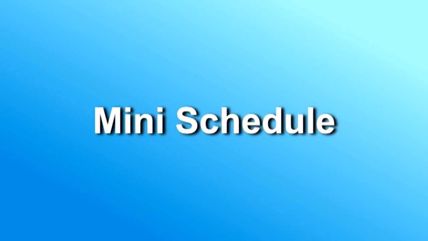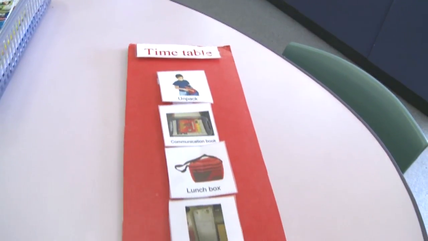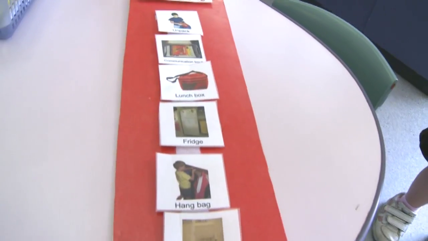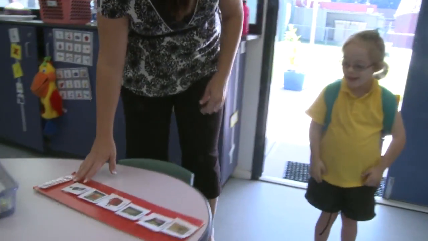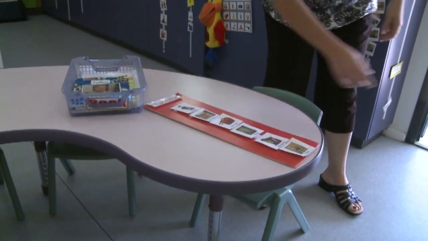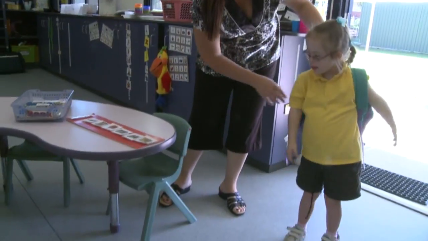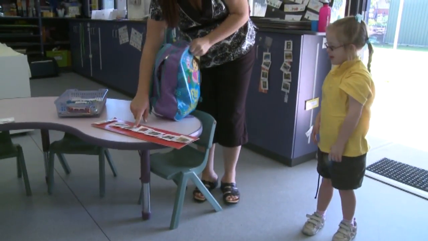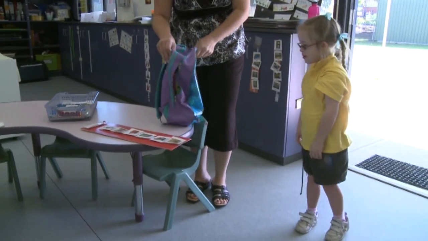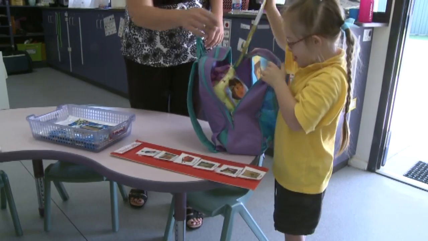Mini schedule. Sometimes there are lots of steps within an activity which are not shown on the daily schedule. This can prove confusing to the child. For example, "get ready" is very general, but "put your lunchbox in the fridge," or "put your communication book on the teacher's desk," or "hang up your bag" defines the precise steps necessary. So a mini schedule complements the schedule by breaking down the steps involved in the scheduled activity.